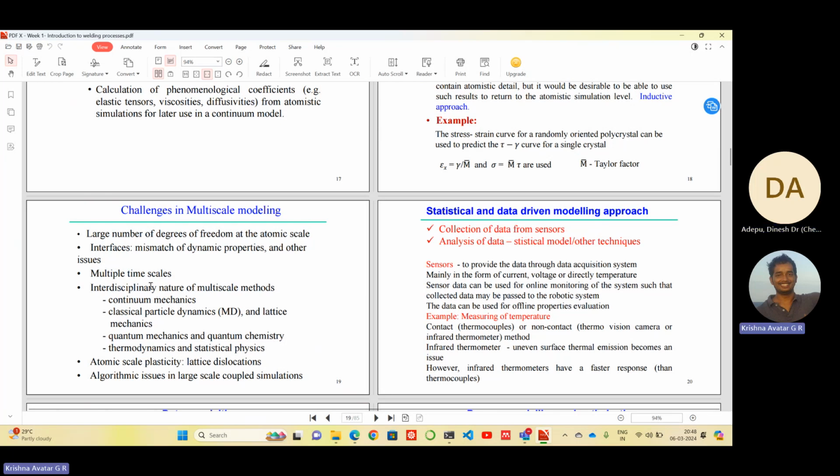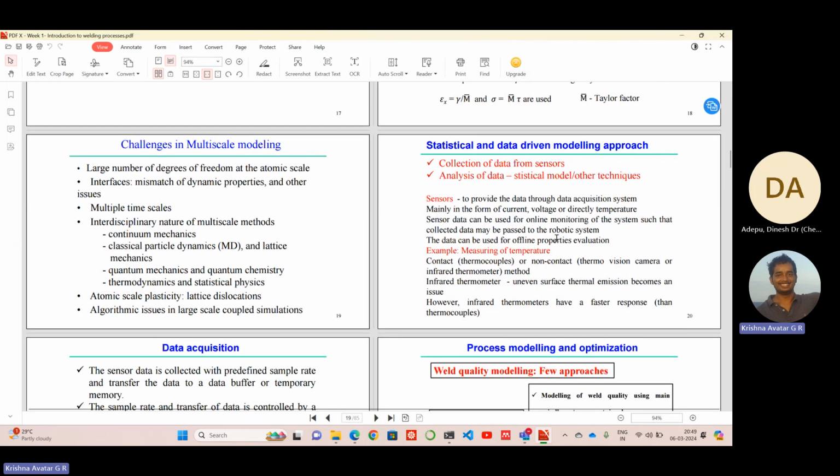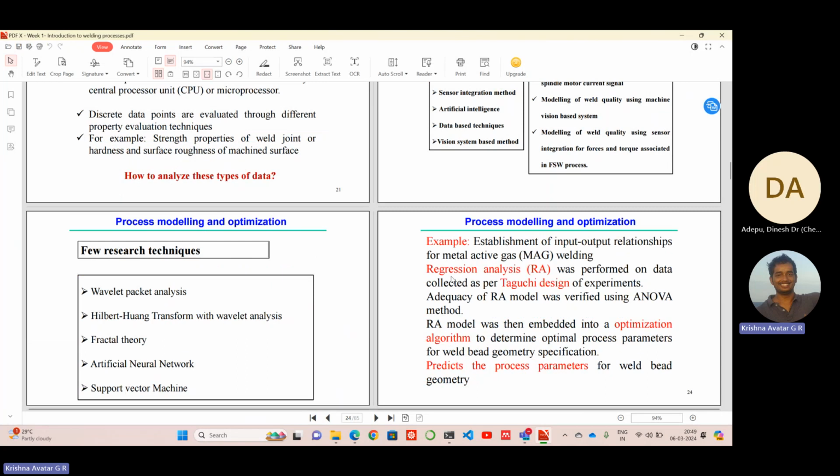And there is also the interdisciplinary nature of multi-scale methods: quantum mechanics, then classical particle dynamics and lattice mechanics, then quantum chemistry, thermodynamics and statistical physics, then atomic scale plasticity, which involves lattice dislocations, and algorithmic issues in large scale coupled simulations. And for collection of data from sensors, it is about data acquisition systems.